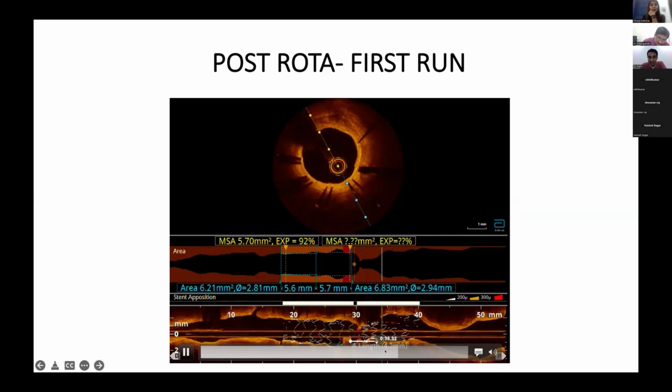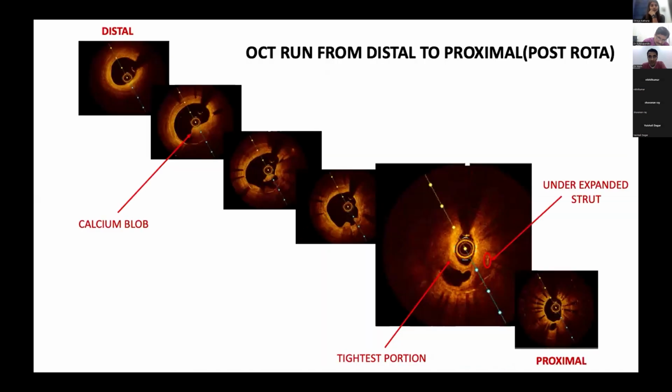So I have still images to make this more clear. This is the distal segment of the OCT, this is the proximal segment, and this is the calcium blob, which has still not given way with a 1.5 millimeter rota burr. And in the OCT, this is the tightest portion, and this is the under-expanded stent strut, which I could clearly see in the OCT image from the previous case.